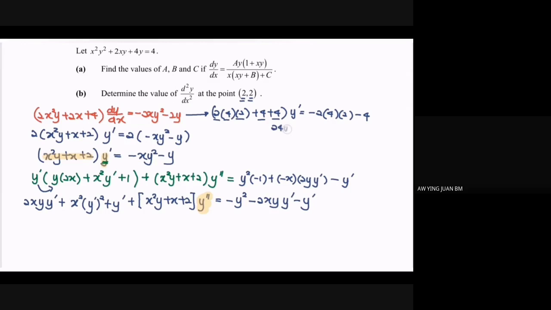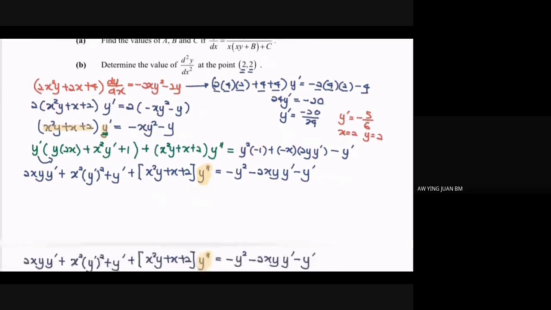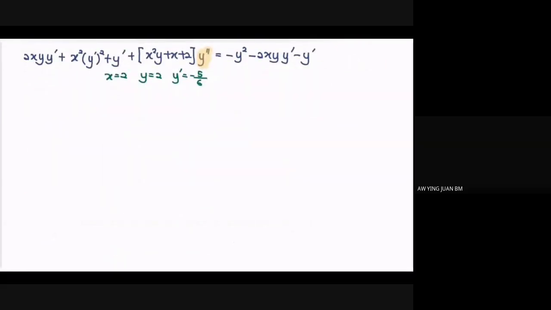So 24y prime equals 4 multiplied by 2 is 8, multiplied by negative 2 is negative 16, minus negative 4 is negative 20. So y prime equals negative 20 over 24. Finally, y prime equals negative 5 over 6. So now we have x equals 2, y equals 2, and y prime equals negative 5 over 6. Let's substitute the values into the situation.